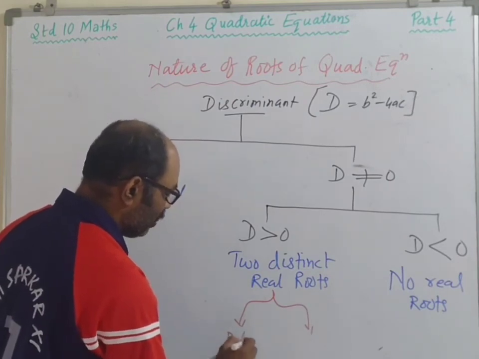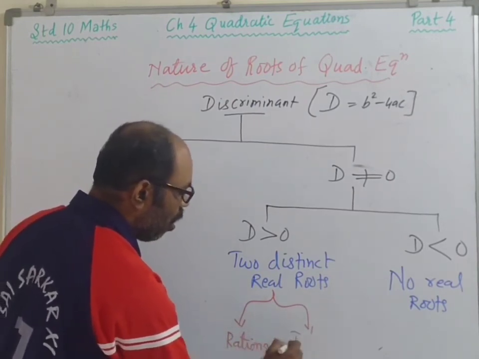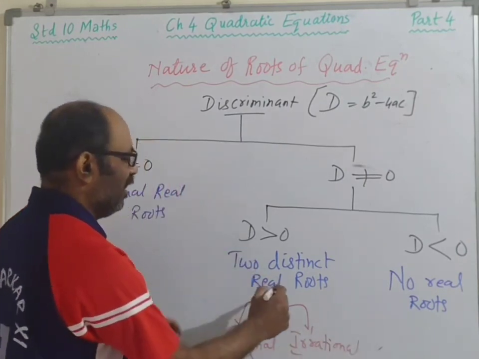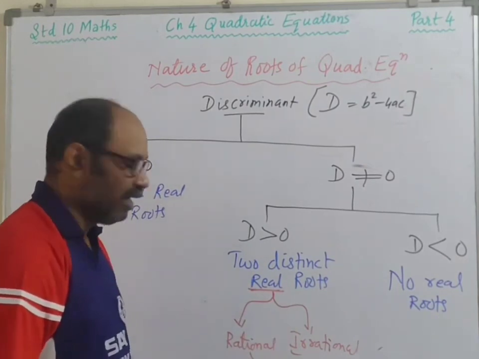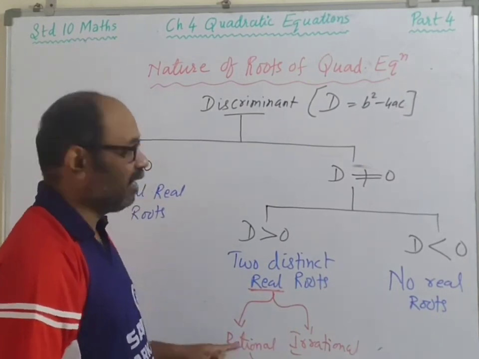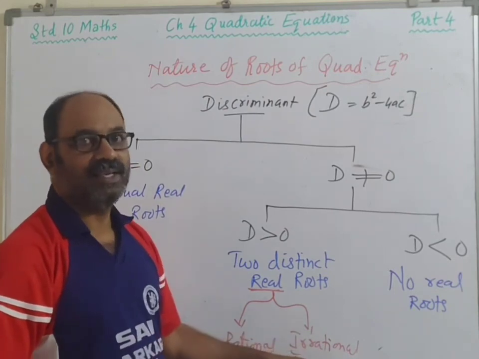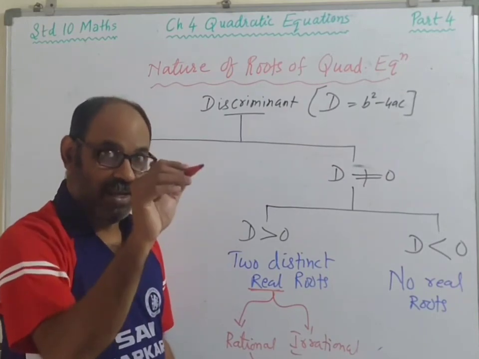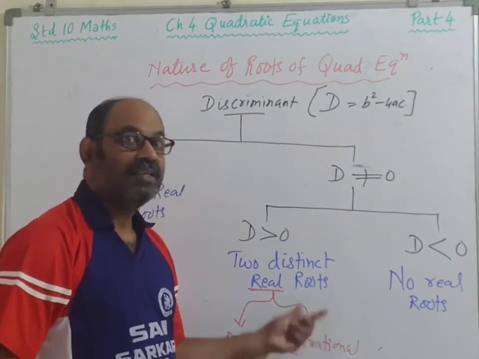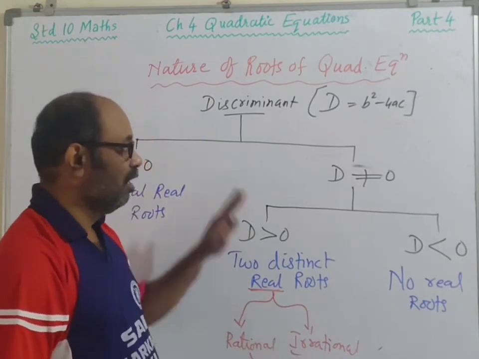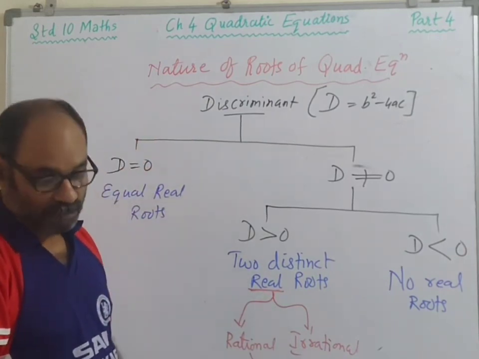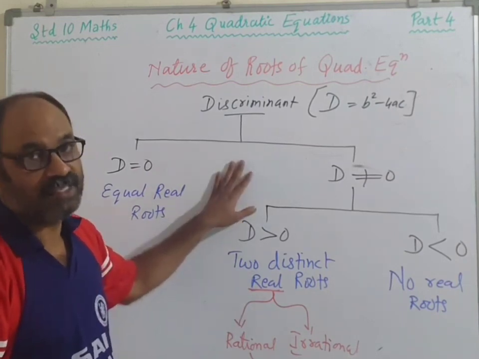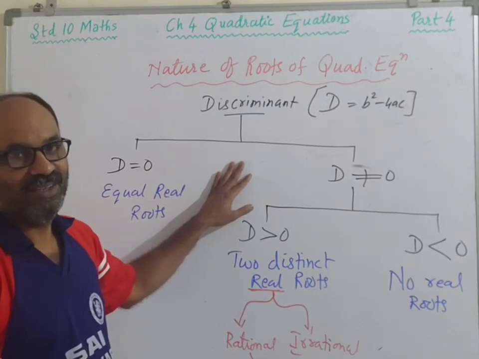The roots may be rational or irrational. Children, whether rational or irrational, they are real. But in certain cases they will be rational, in certain cases they will be irrational. If it is not factorizable or the coefficients are irrational, there is every chance that the roots are also irrational. Learn this chart nicely, children, please learn it nicely. Any objective question can be asked from here, so be careful.